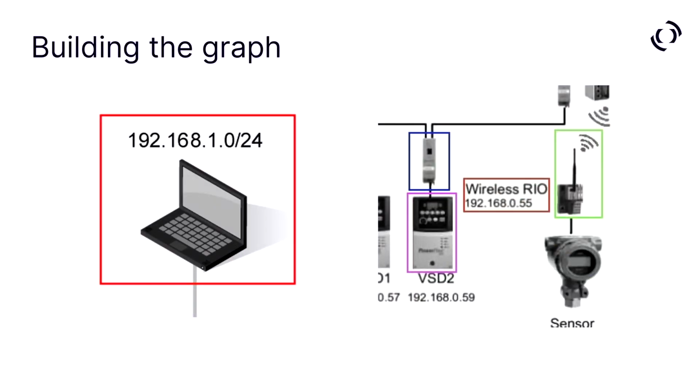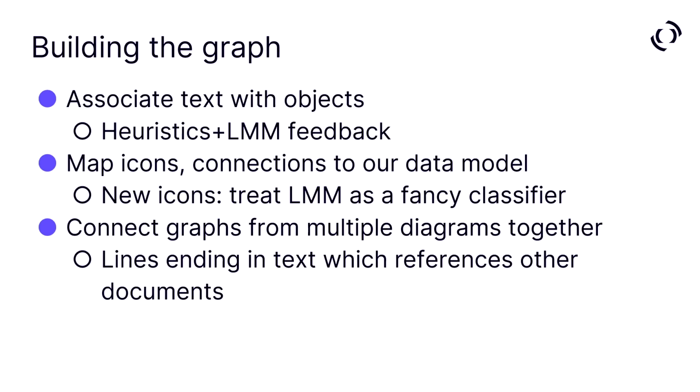For new icons that we found with the morphology stuff, we can basically treat the LLM as a fancy classifier, where instead of just giving it an icon and asking it, what is this icon, we can give it the icon in the context of the broader graph in case that adds some extra information.